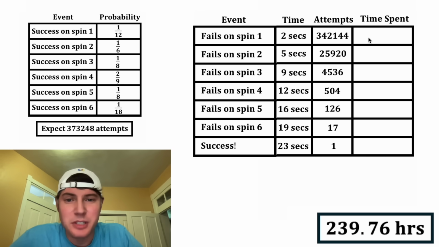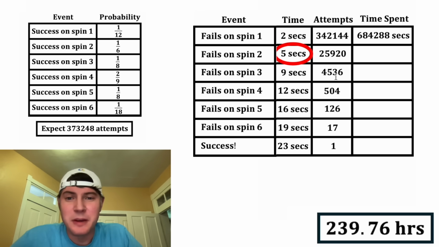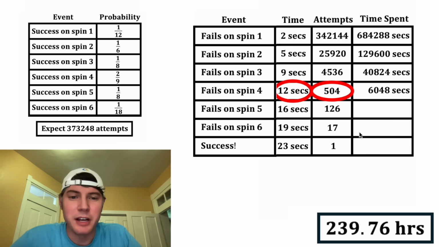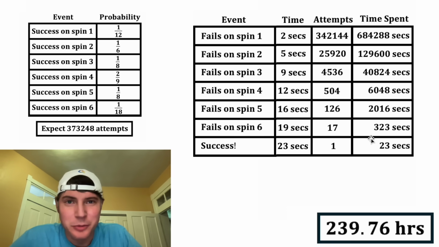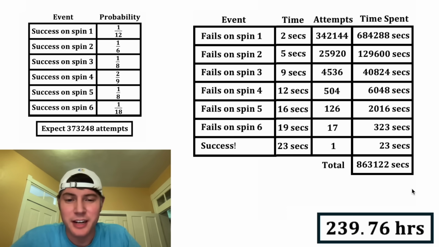We're going to figure out the time spent doing all this stuff. For the first one, if they spent 2 seconds each for this many attempts, that means they spent 684,288 seconds for these attempts. And then if they spent 5 seconds for each of these 25,920 attempts, that means 129,600 seconds were spent on these attempts. And we can keep multiplying these down to figure out all of these numbers. And now this represents all the time that was spent. So if we add all these up, we can get the total. It ends up being 863,122 secs. That is a lot of secs.